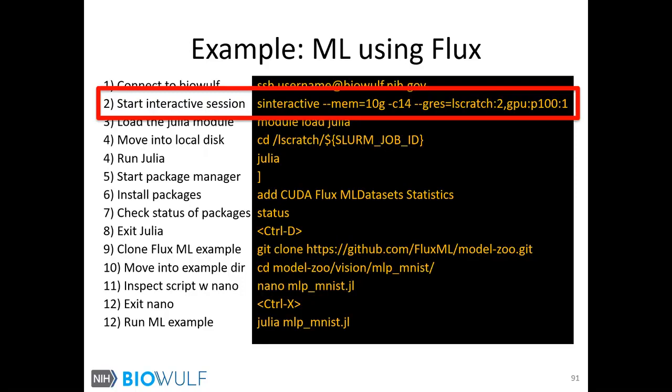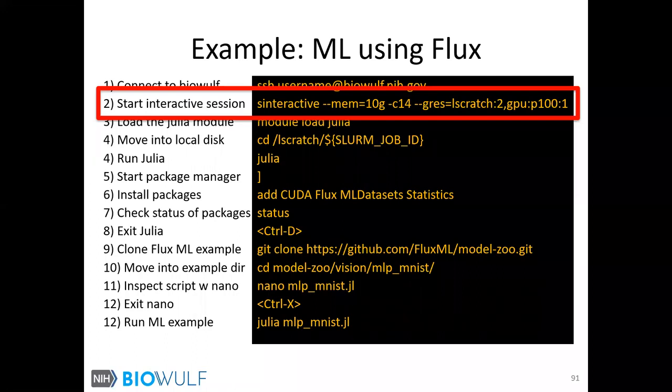And those are just extra resources equals lscratch:2. That just indicates that I am requesting a local disk allocation of 2 gigabytes, which is more than enough for our script and for our execution. And then we have comma GPU for this sinteractive session. I'm requesting a GPU. We have different types of GPU. In this case, I'm requesting a P100, and I'm requesting one of them to have with my allocations.